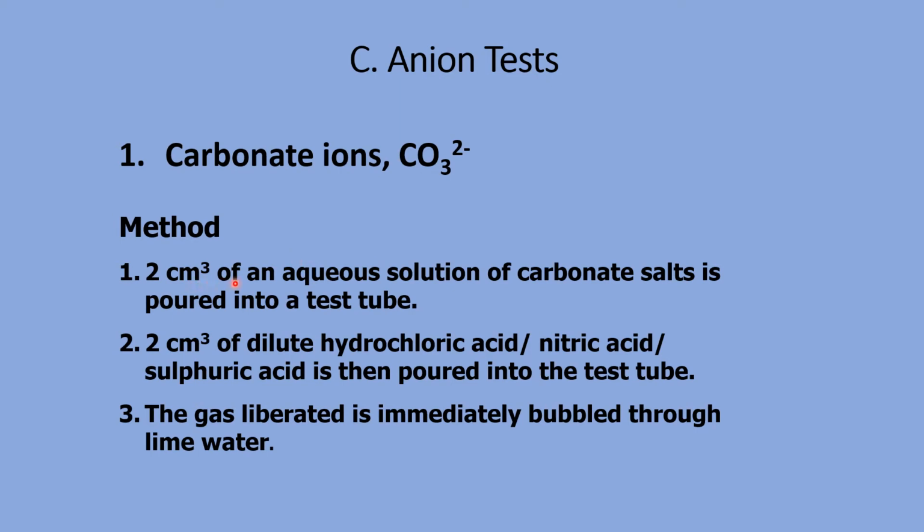2 centimeter cube of an aqueous solution of carbonate salt is poured into a test tube. Step 2. 2 centimeter cube of dilute hydrochloric acid, or maybe nitric acid or sulfuric acid, any acid actually, is then poured into the test tube. The gas liberated is immediately bubbled through the lime water, flow into the lime water, channel into the lime water.